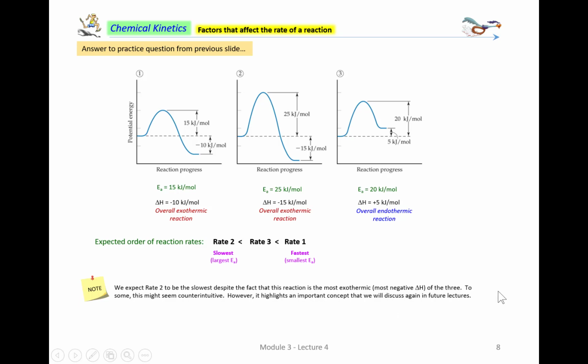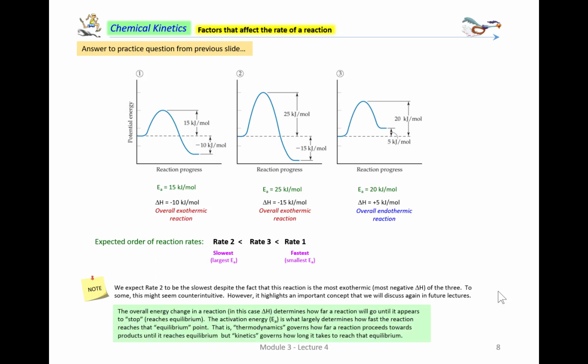Now to some this might seem counterintuitive, but it highlights an important concept that we'll take up in future lectures, which we'll mention here. The overall energy change in a reaction, in this case the delta H, by overall energy change, I mean the energy drop or the energy gain going from reactants to products, determines how far a reaction will go until it appears to stop or reach equilibrium. However, the activation energy is what largely determines how fast the reaction reaches that equilibrium point.